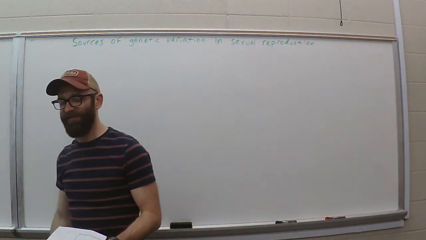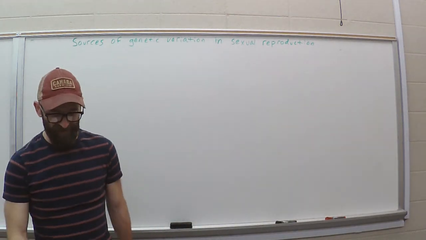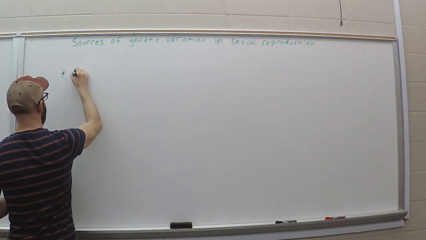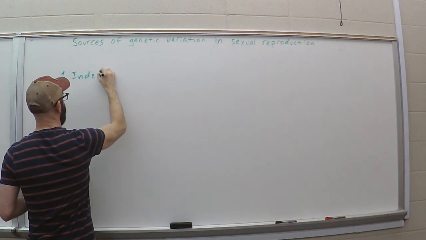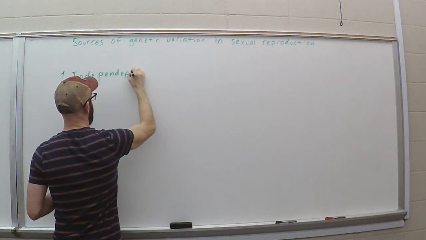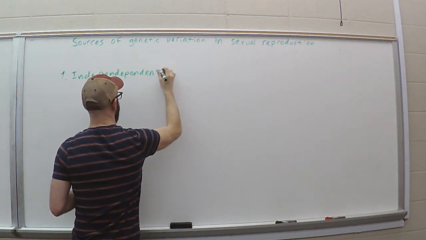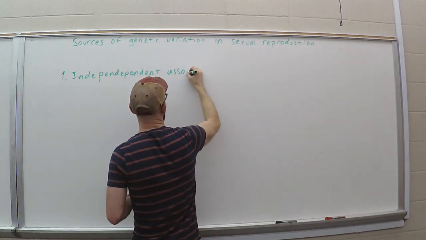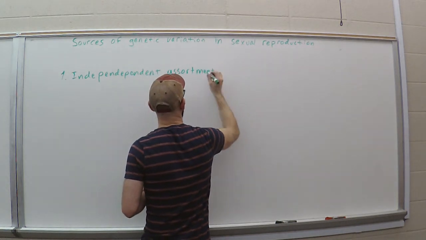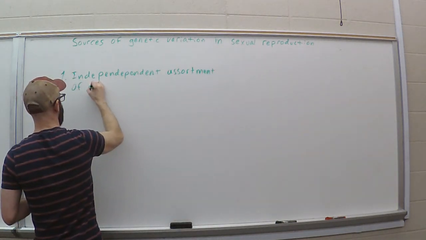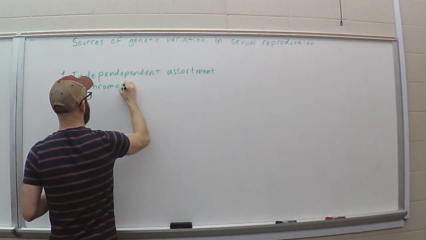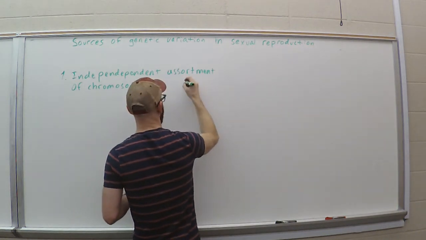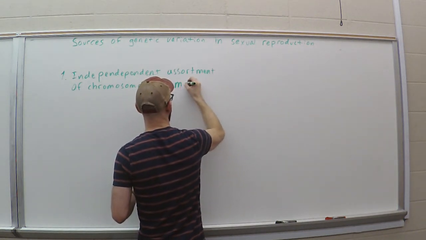All right, sources of genetic variation in sexual reproduction. Number one, we'll call it independent assortment of chromosomes, in metaphase 1 and metaphase 2.